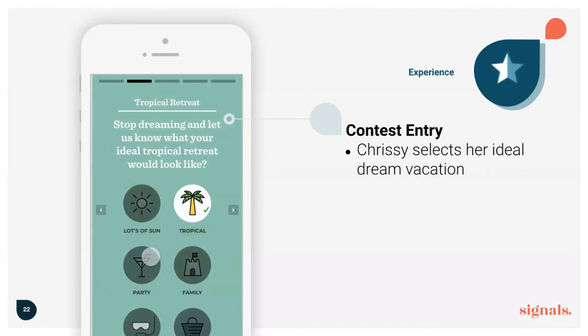Once she taps through on the live poll, she's taken to the online experience to complete her entry into the contest. Here she's providing a bit more detail on her tropical retreat wants. She's looking to party and shop. Doesn't sound too bad. She'll go through the series of 4 or 5 questions before she completes her full contest entry.